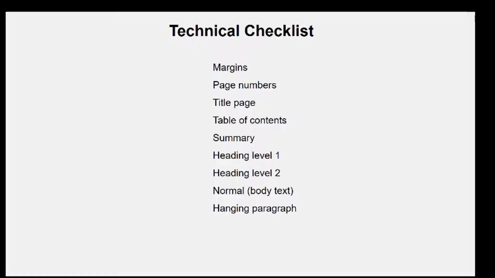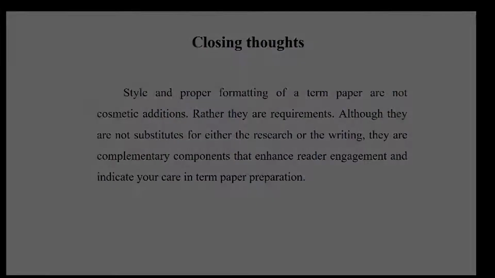Now here's a technical checklist. We have our margins, we have our page numbers, you have title page, table of contents, summary, both headings, level 1, and then the subheadings, level 2. You have your normal style, which would be for most of your body text, and then you have hanging paragraph used in your references, and you can also use them as in your table legend and your figure legend.